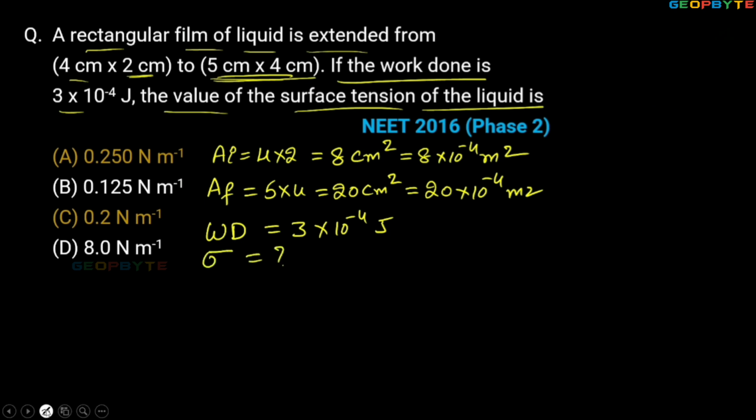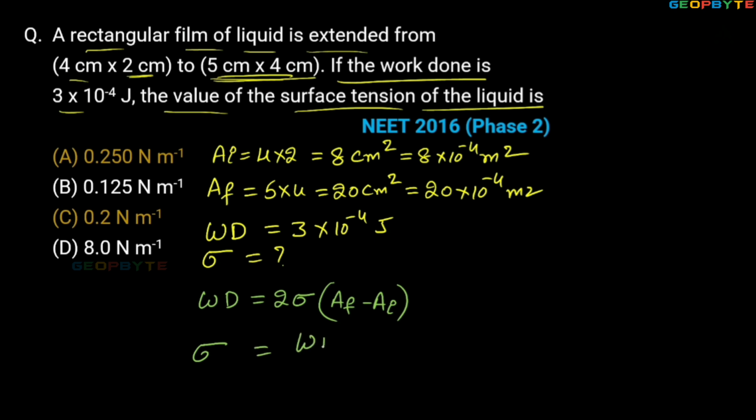Okay, for that, as we all know, work done equals 2 times the surface tension into final area minus initial area. From this, the surface tension equals work done divided by 2 times the final area minus initial area. It is equal to work done.